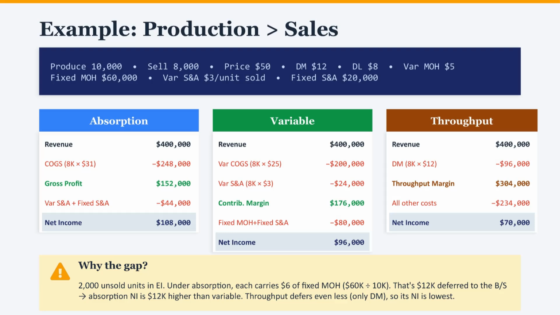More cost in ending inventory equals less expense on the income statement equals higher reported profit. Absorption defers the most, throughput defers the least. Over the full life of the company, total income is identical under all three methods. The differences are purely about timing.